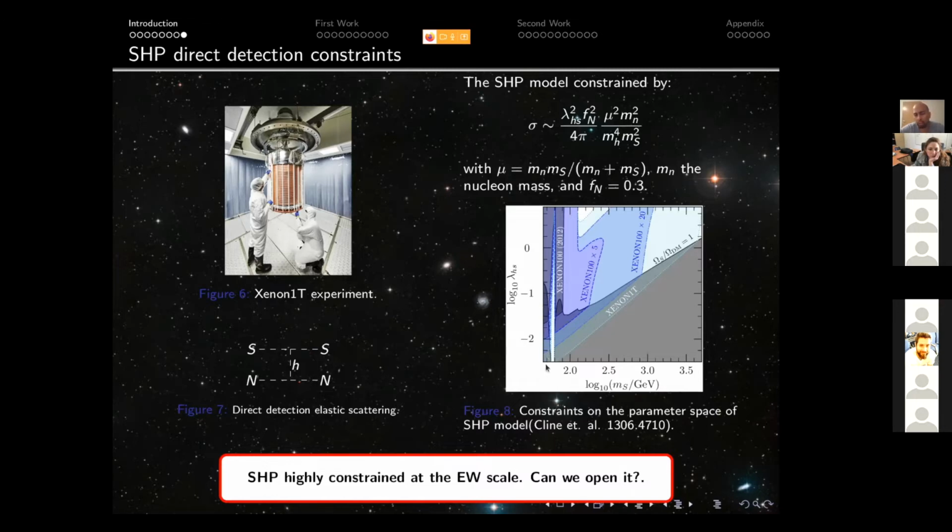But at the end, the sensitivity of this Xenon 1T experiment starts, I think, around 5 GeV or 10 GeV. So even at those masses, the predictions of the model are ruled out by this experiment and also by LHC bounds. So you don't have parameter space at those masses. Okay, thanks.